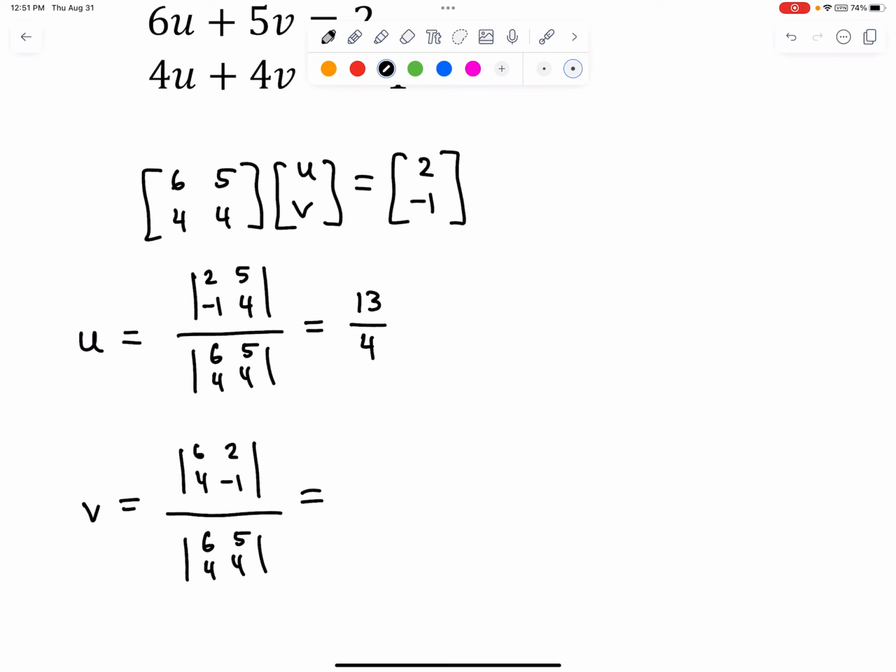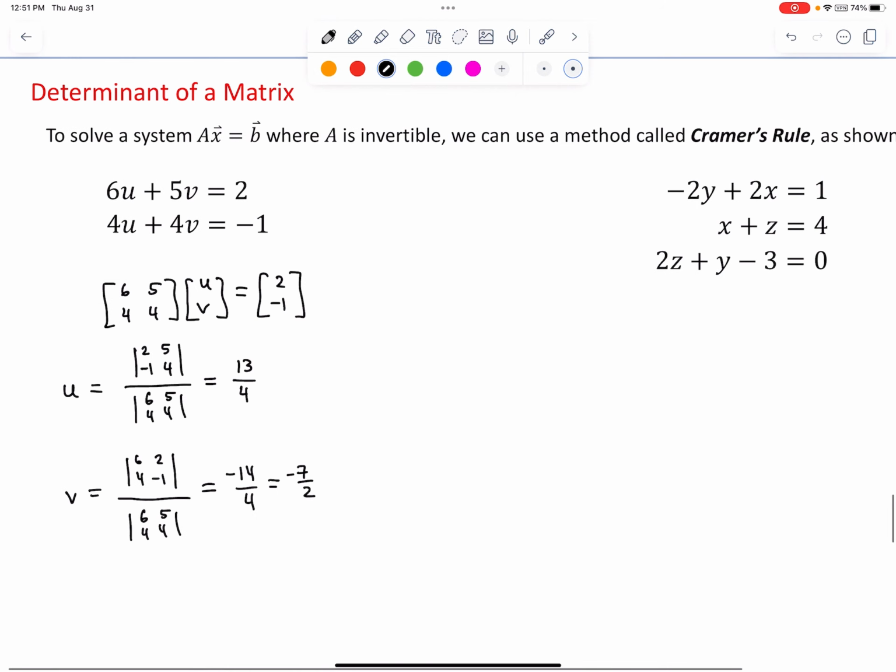And the V value will be, we do 6 times -1 is -6. -6 minus 8 is going to be -14 over this 4. So you could simplify this one to -7/2. And this is our solution to the system. U has to be 13/4 and V has to be -7/2. I'll leave it to you to verify that.